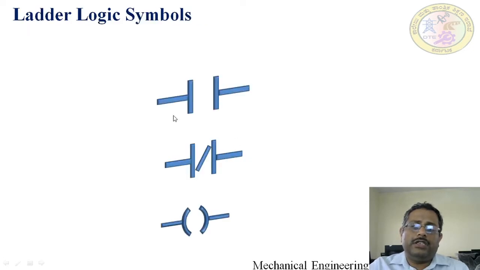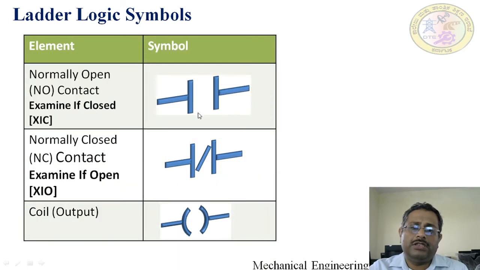These are the three basic symbols which are used to construct a ladder logic. We'll see one by one what those symbols are. This first one is the normally open contact, or XIC, that is, examine if closed contact. This one is also a contact. This one is a normally closed contact, or examine if open contact. This one is the coil, that is the output symbol.